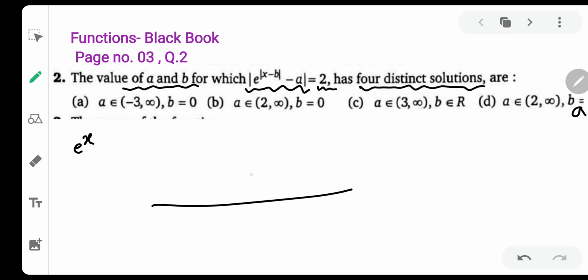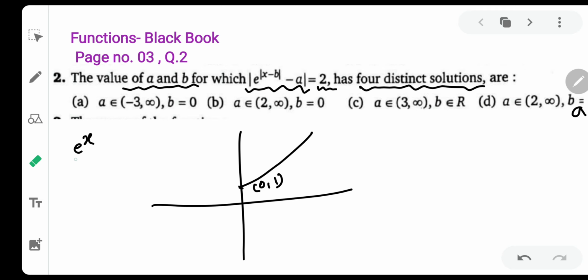Now e raised to x graph is so simple, everyone knows that this has to be the graph, but what they have done is they have put a mod. Okay, so first of all let us understand this point is 0 comma 1. Okay, now they have put the mod. Whenever they put the mod, what you should do is rub whatever is in the second and third quadrant. Okay, it means wherever x is negative, rub that graph.